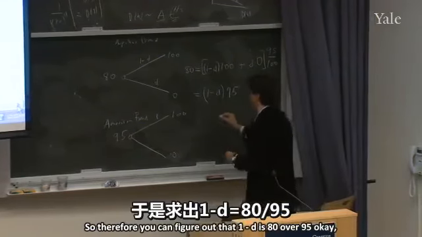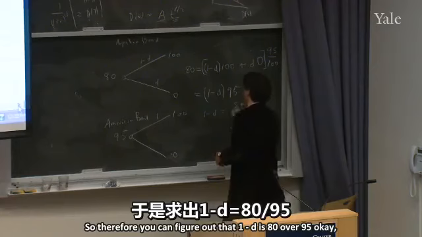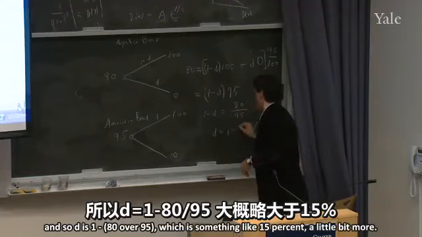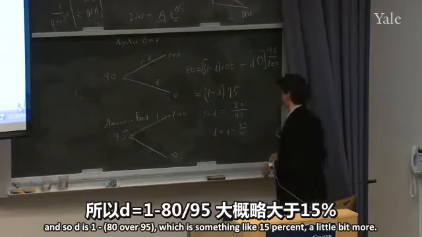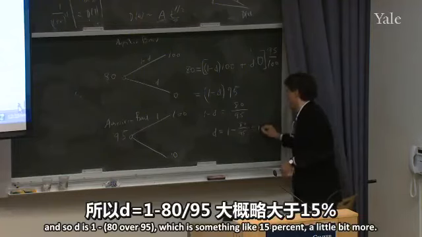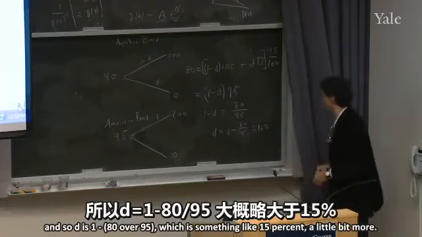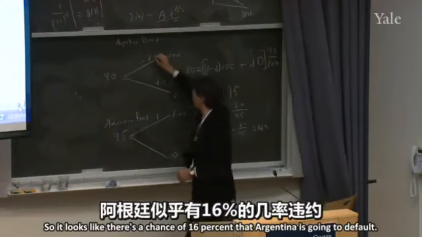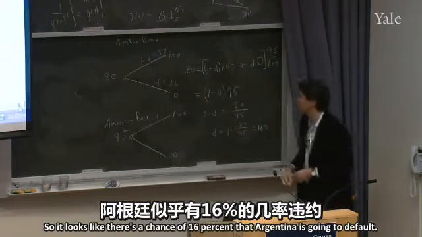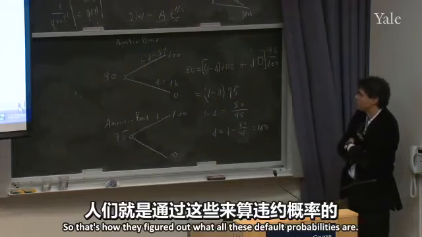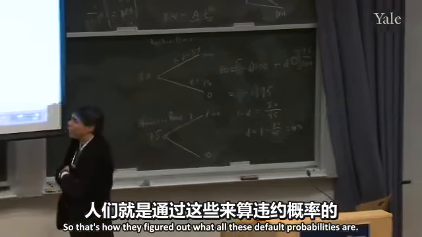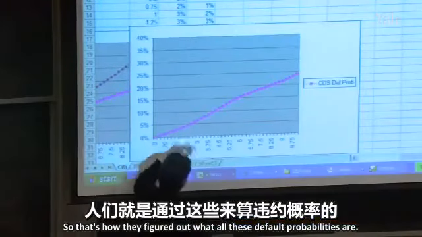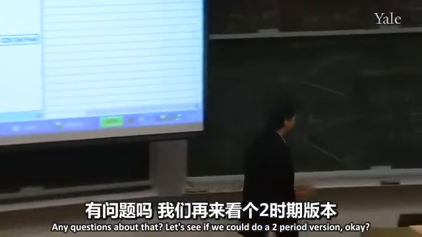So therefore, you can figure out that 1 minus D is 80 over 95. Okay, and so D is 1 minus 80 over 95, which is something like 15%. A little bit more, maybe it's 16%, something like that. So it looks like there's a chance of 16% that Argentina is going to default. So that's how they figured out what all these default probabilities are. Any questions about that?